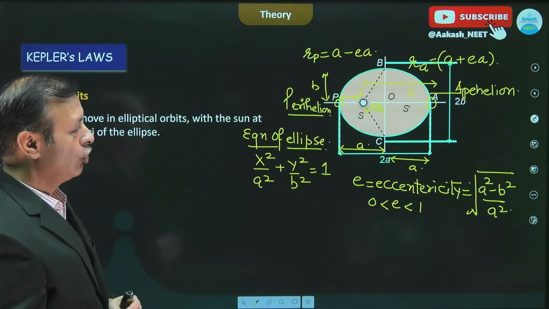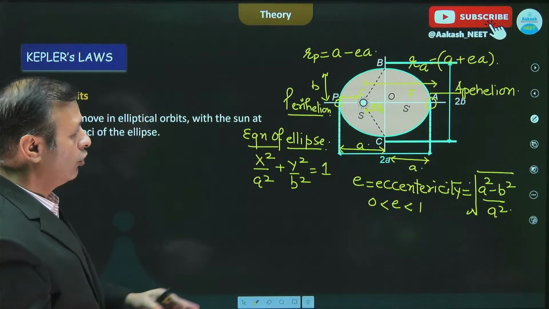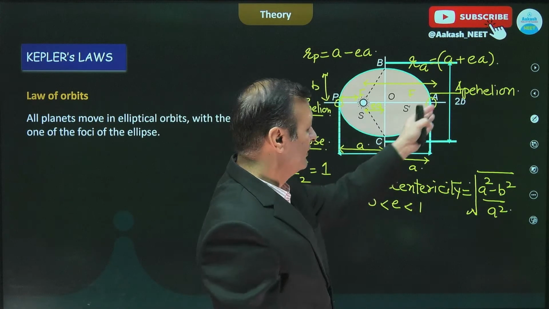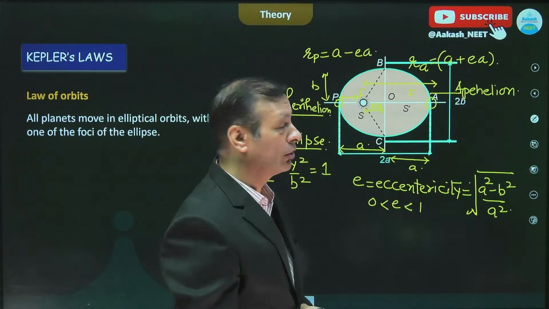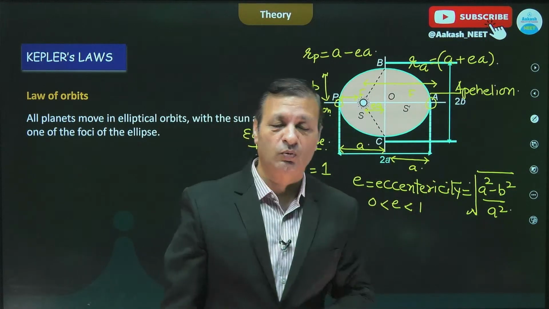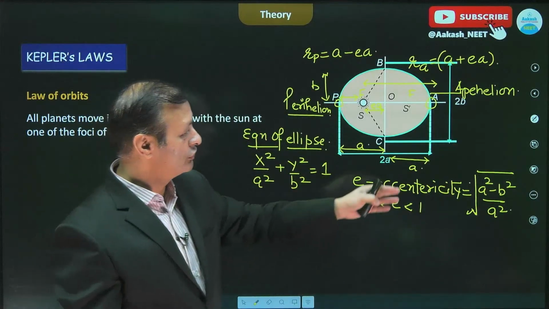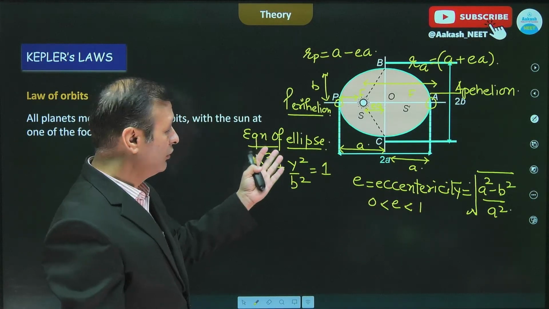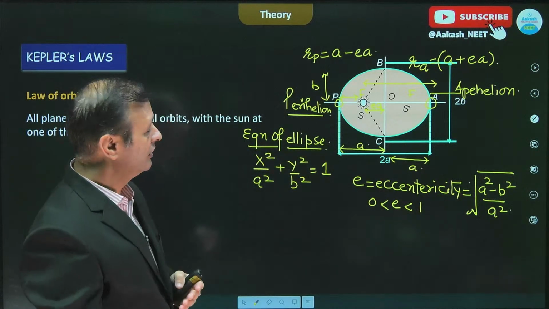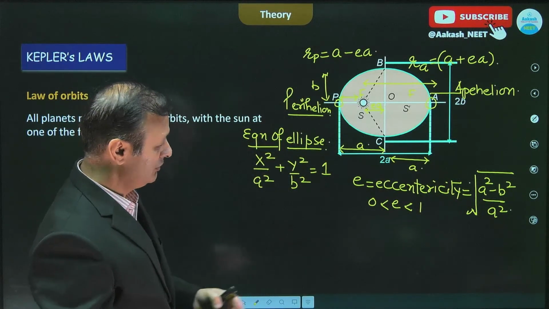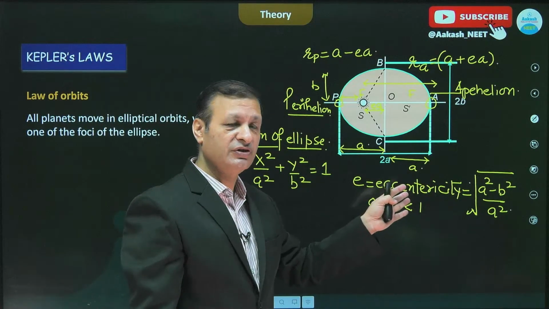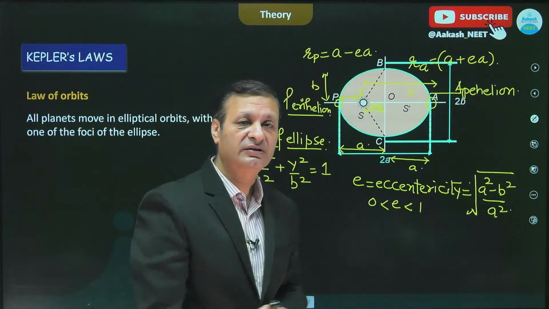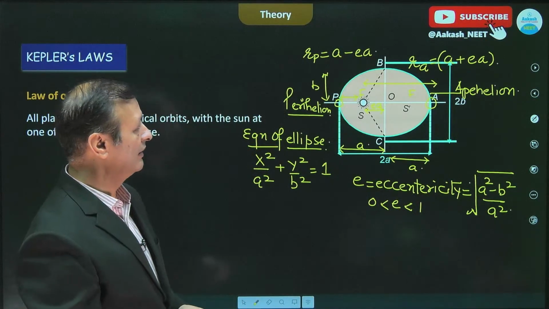So this is the law of orbits. All the planets revolve around the sun in elliptical orbits, with the sun being at one of the foci. So this is the equation of ellipse. This is the only area where you have the usage of this ellipse equation, and E we have just defined as eccentricity, the value of E being between 0 and 1.